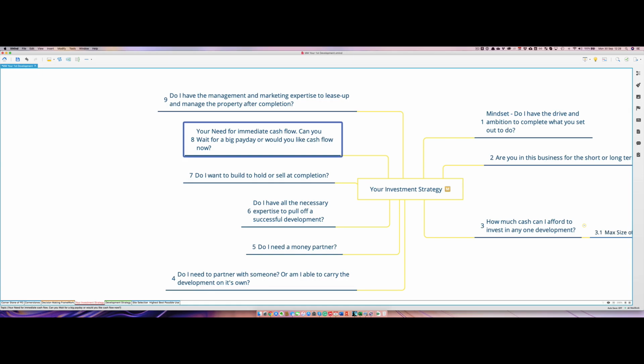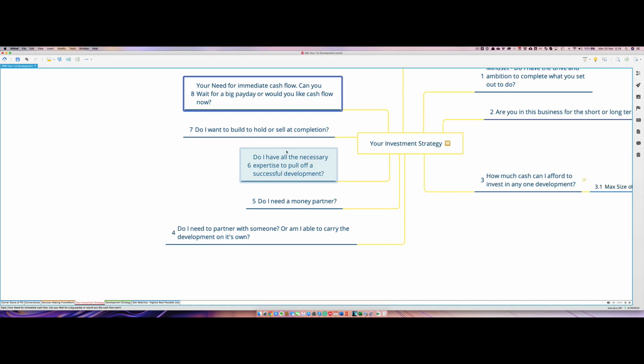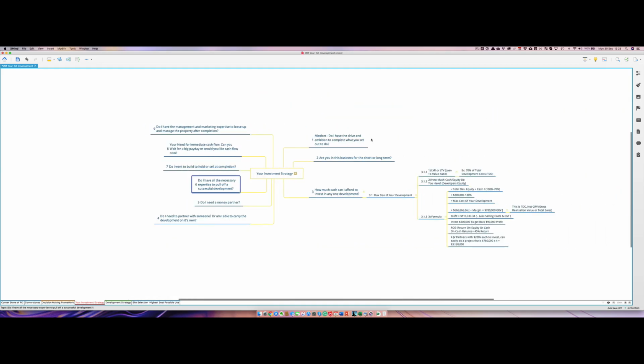You also have to identify your needs for immediate cash flow. Can you wait for a big payday, or would you like cash flow now? Do you want to build and hold, or sell at completion? Do I have all the necessary expertise to pull off a successful development? Do I need a money partner? Do I need to partner with someone, or am I able to carry the development on my own? These are certain things that you need to understand.